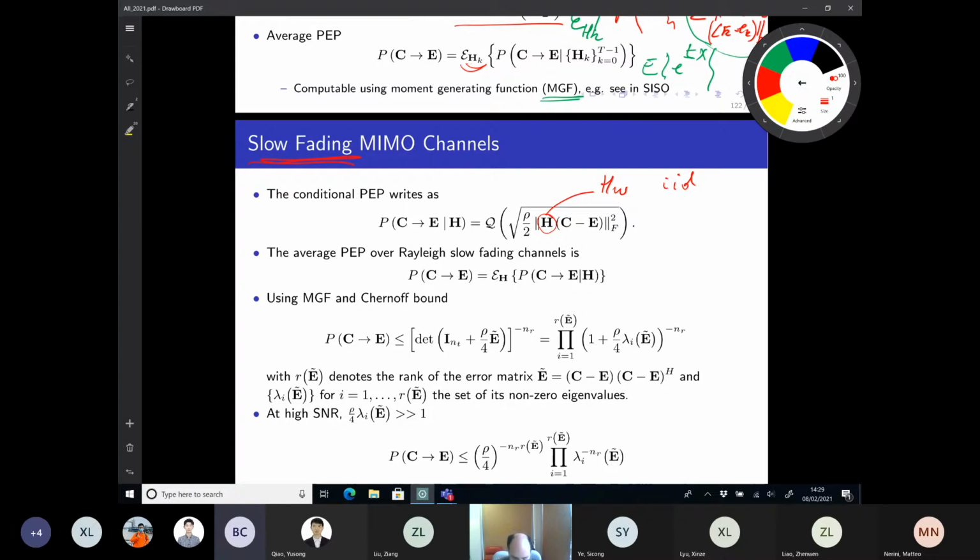Right? And so by taking this Chernoff bound and this moment generating function, what we end up with is something that is much simpler. And we end up with this. Okay, so what is that? Now we have a determinant of an identity matrix, SNR, and then we have here an error matrix. The error matrix is simply C minus E multiplied by its Hermitian.